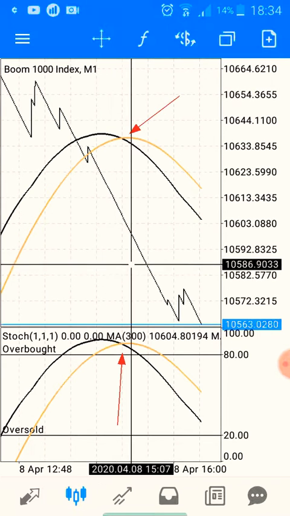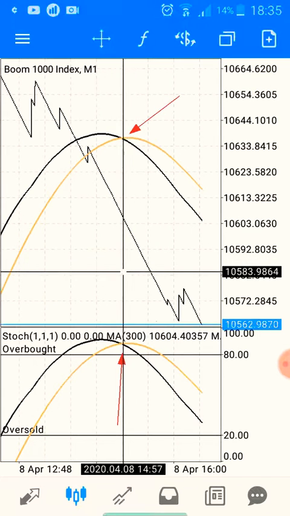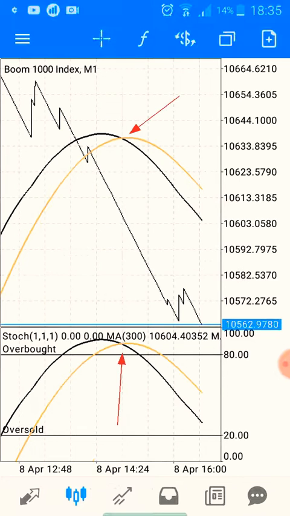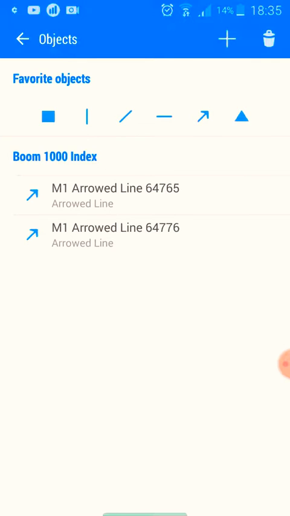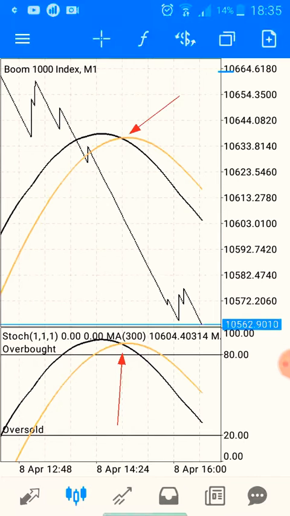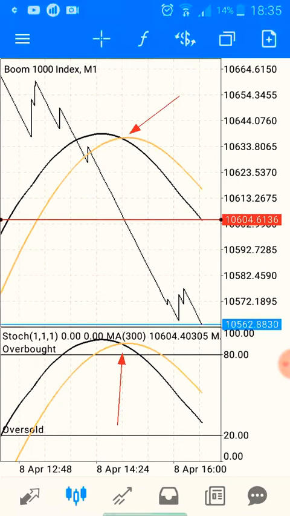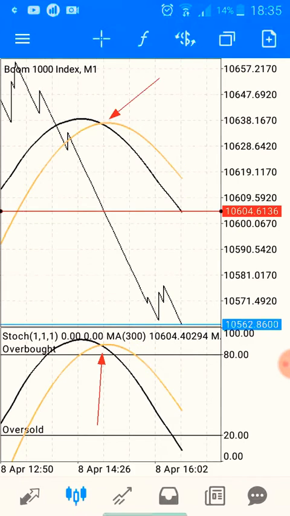So where are we going to take the sell entry? It's going to be somewhere around this zone. So we could have taken our sell somewhere there. We could have sold somewhere there. Look.